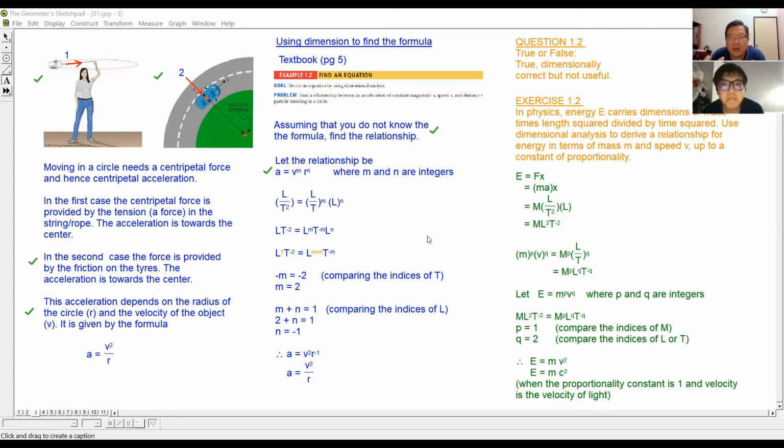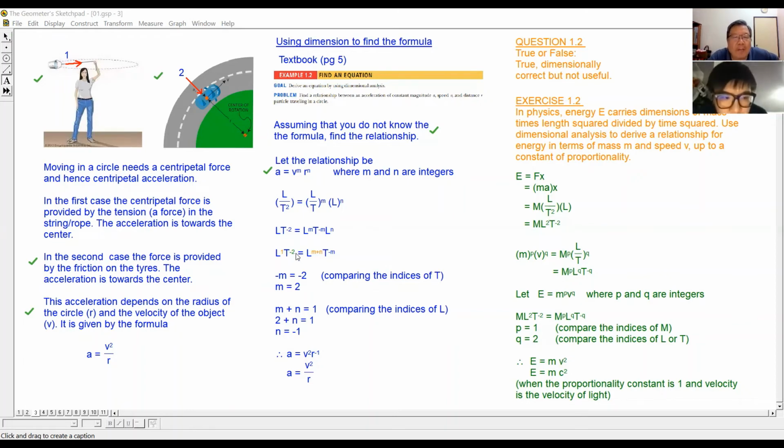Now it's time to group all the terms which are alike. For example here, L to the power of m and L to the power of n. When you multiply these two together, it becomes L to the power of m plus n. Then this one is T to the power of negative m. So we allow them to mix up in terms of m and n.